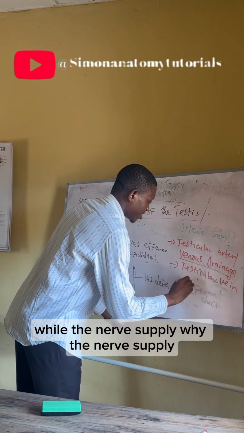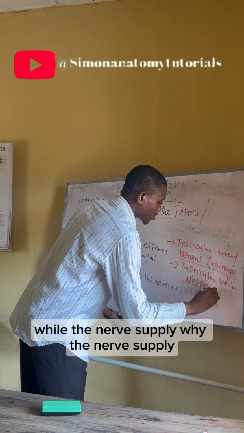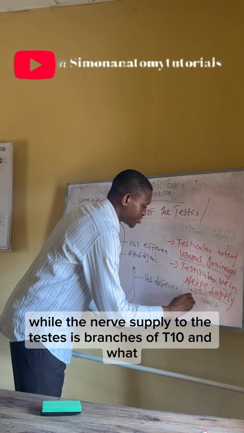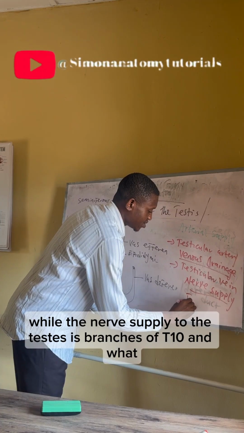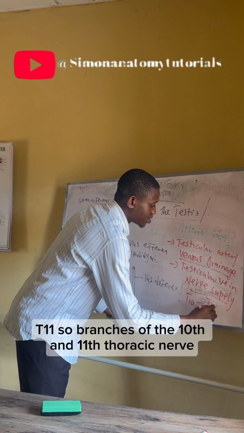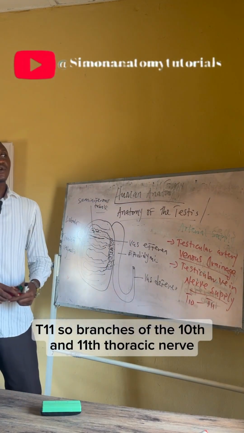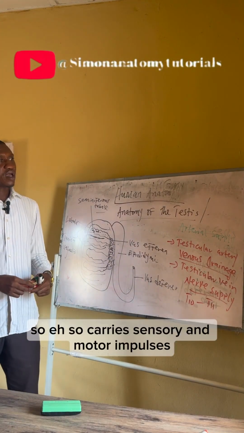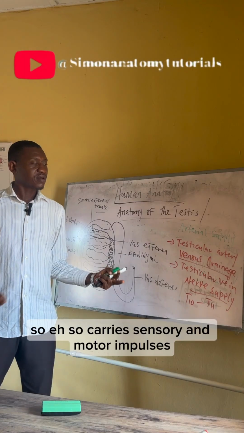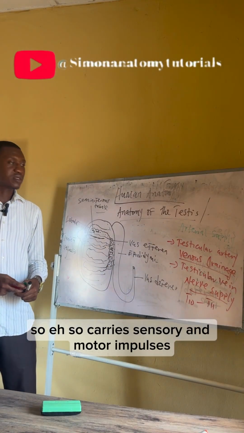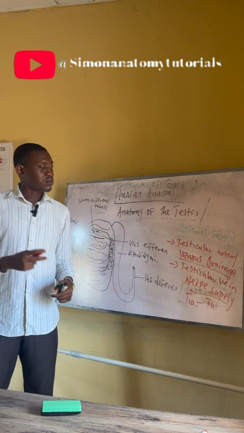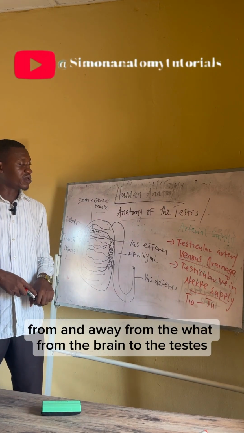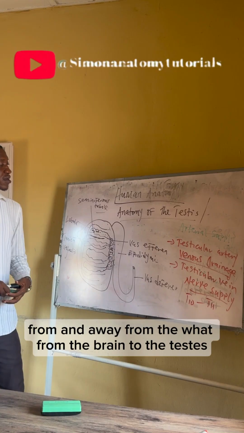Now the nerve supply to the testes is branches of T10 and what? T11. So branches of the 10th and 11th thoracic nerve carry sensory and motor impulses from and away from the brain to the testes.